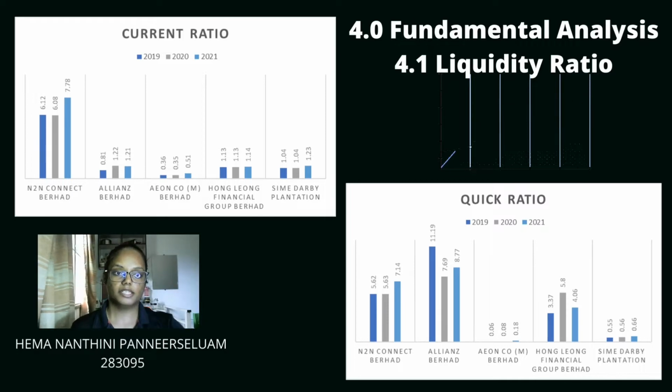So let me explain the graph for current ratio first. The current ratio of End-to-End Connect Berhad shows an increase from 2019 to 2021, from 6.12% to 7.78%. This suggests that for the year 2021, the corporation will have 7.78 of its current ratio available to pay for each 1 ringgit of its current liability.